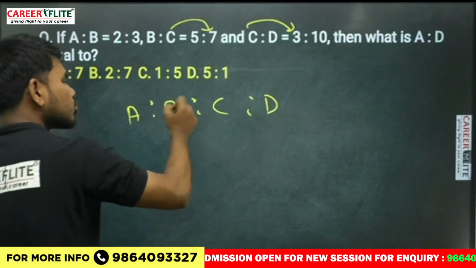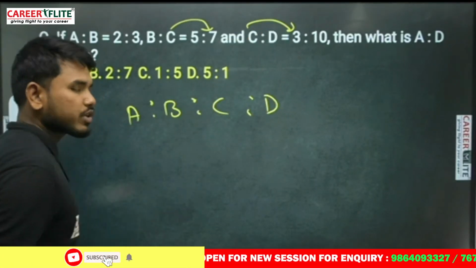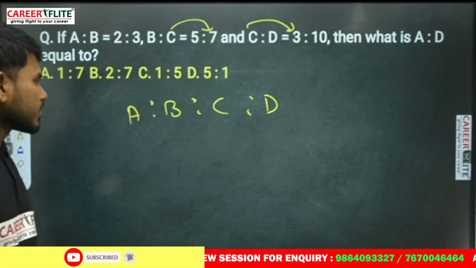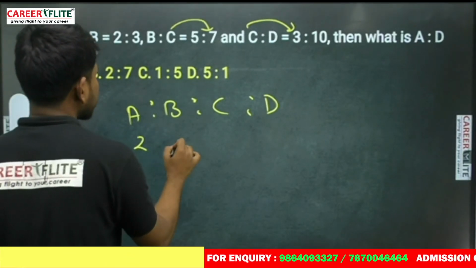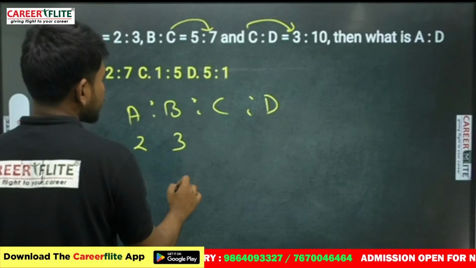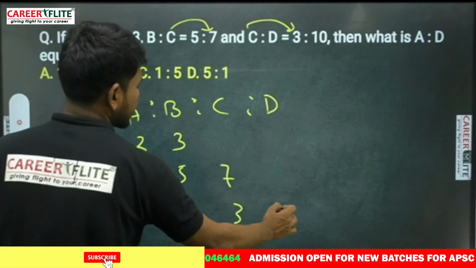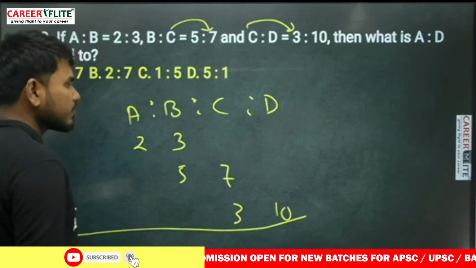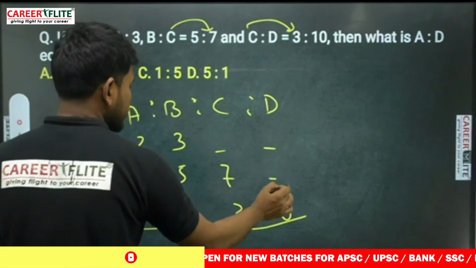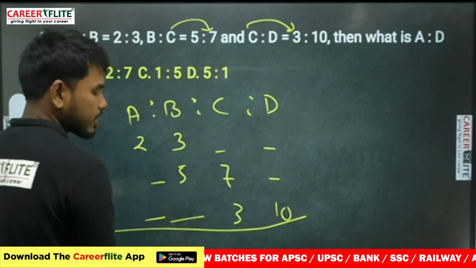So if we find A is to B is to C is to D, we can definitely write A is to D. Right? So what is A is to B? 2, 3. What is B is to C? 5, 7. What is C is to D? 3, 10. Now there are vacant spaces here, here, here, here, here and here, right?